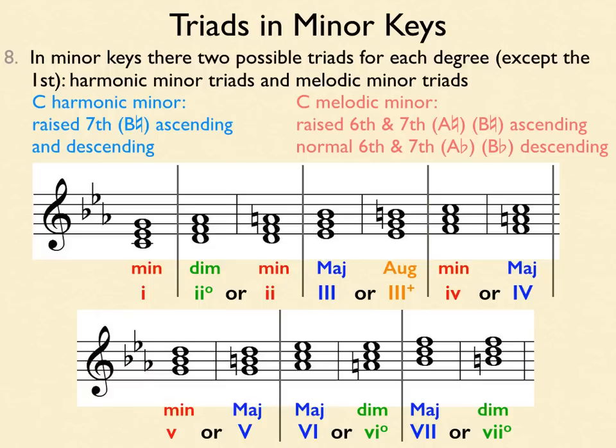Likewise for the submediant triad, the next one, you can either have it as major or diminished, but the major one is more common. And likewise for the very last one, the leading note triad, it can be major or diminished, but the diminished one is probably more common.